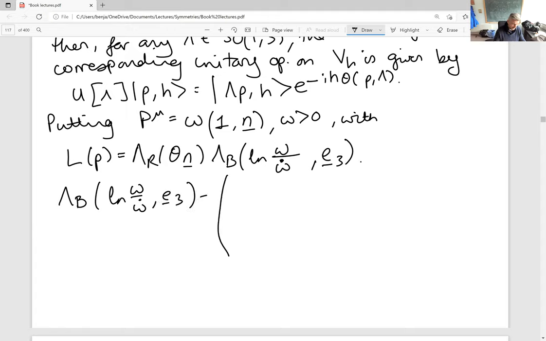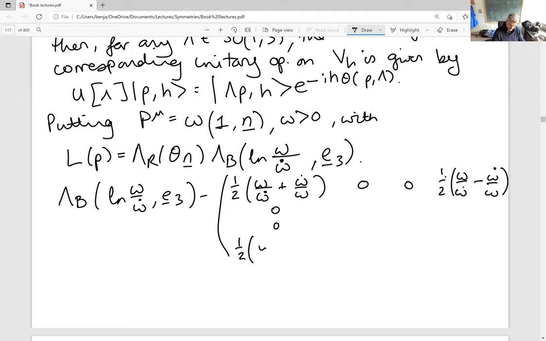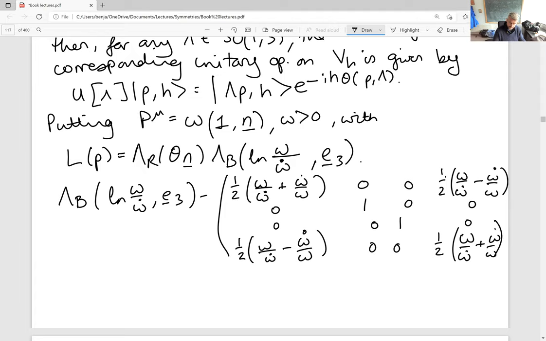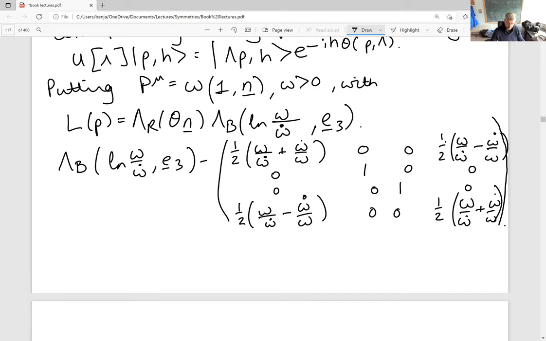is equal to a half, ω over ω̊ plus ω̊ over ω, zero, zero, half ω over ω̊ minus ω̊ over ω, zero, zero. And then we have one step in the diagonal. So this describes a boost in the third direction.